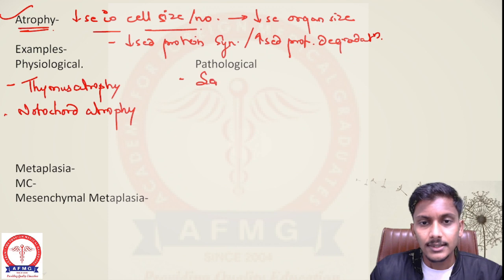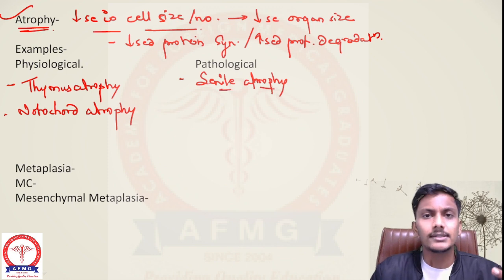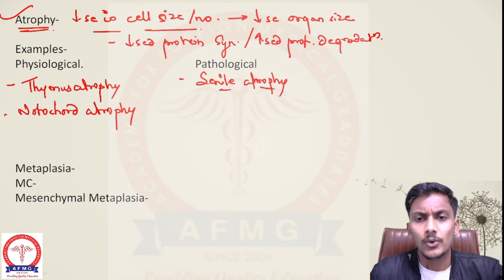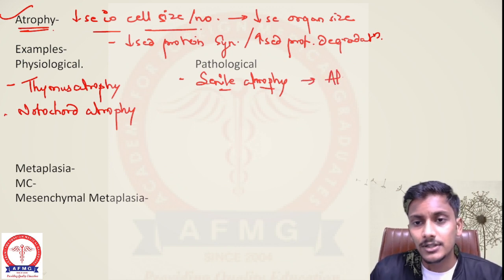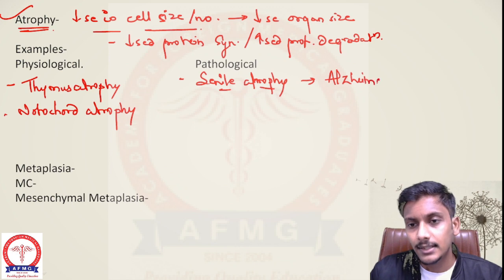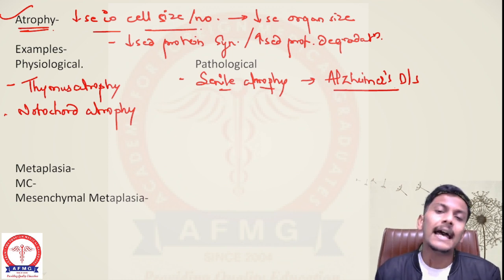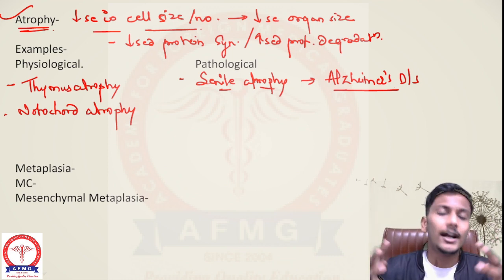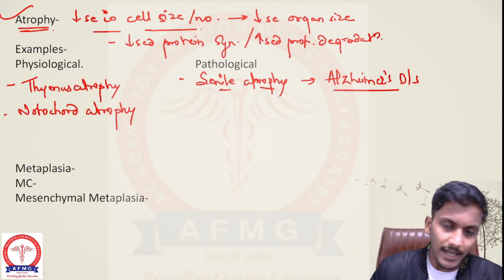First one is senile atrophy, and senile means old age. So in old age what happens? There is atrophy of different organs, like atrophy of breast tissue, and atrophy of many other organs also occurs during old age. A classical example of senile atrophy that I can give, a pathological one, is Alzheimer's disease. What happens in Alzheimer's disease? As we all know, there is widening of the gyri and sulci of the brain, and that happens due to the brain atrophy which occurs in Alzheimer's disease. That is a classical example of senile atrophy.